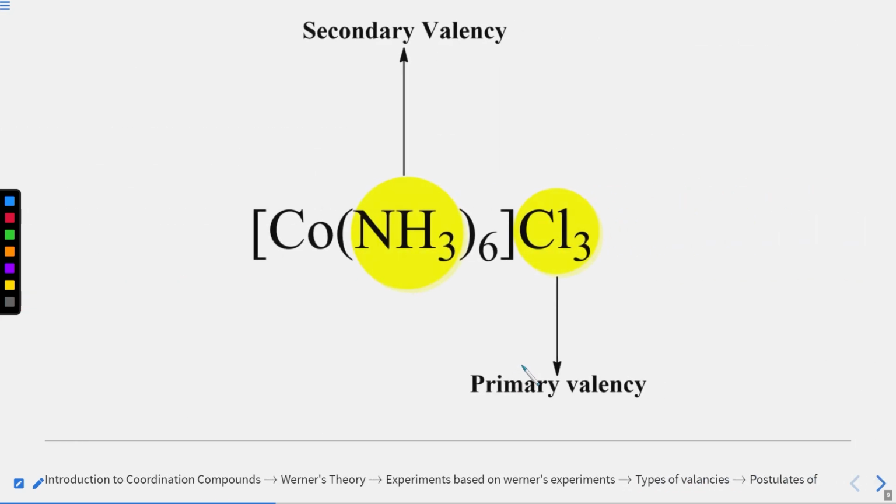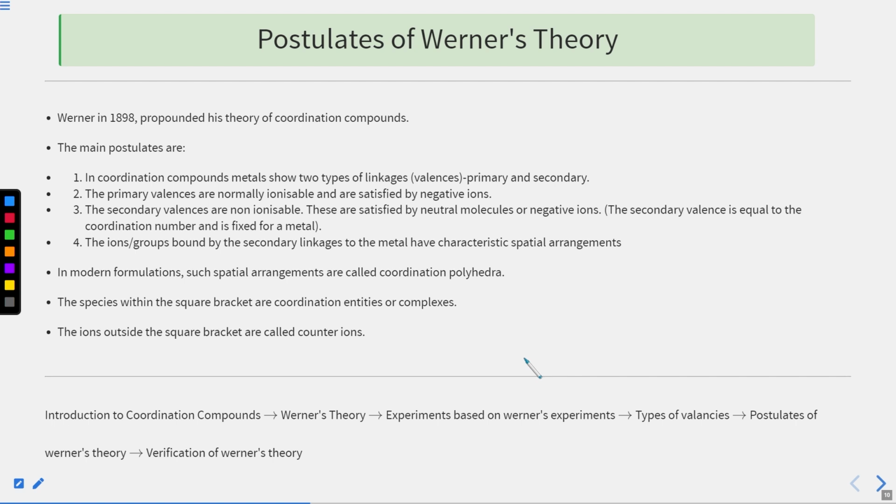Next, this is the one. So we have Co here, the metal ion. The NH3 inside is the secondary valency, which is inside the coordination sphere, and the Cl3 outside is the primary valency. Now, on the basis of this experiment, Werner proposed some postulates.